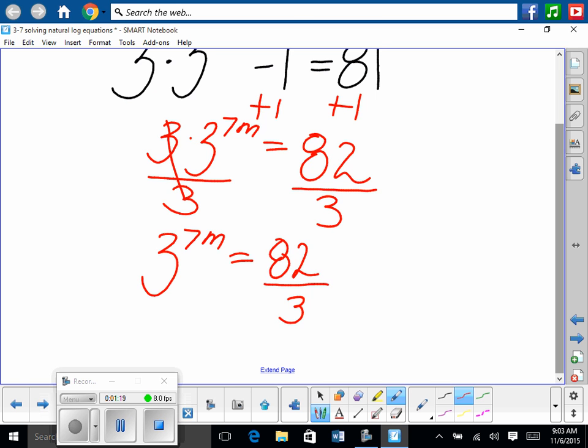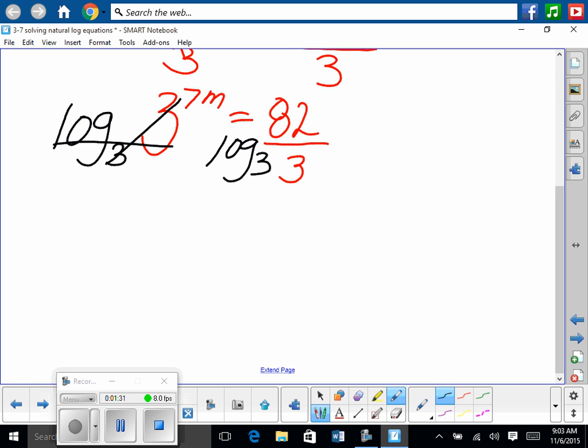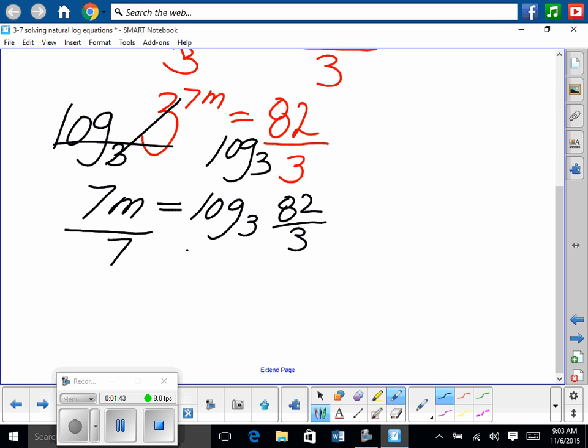And then we would undo base 3 by taking the inverse of base 3, which is what? Good. Log to the base 3. So then log to the base 3 and base 3 cancel out. That's what inverses do. So we have 7n is equal to log to the base 3 of 82 thirds. And then we would divide both sides by 7. Now n is completely alone.